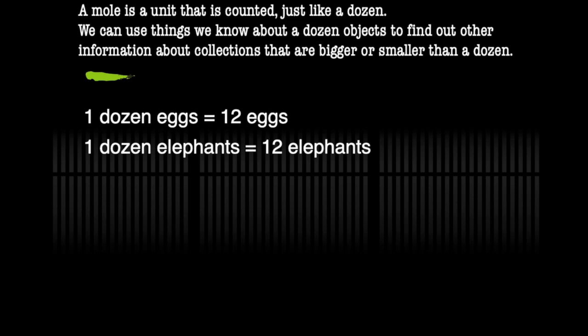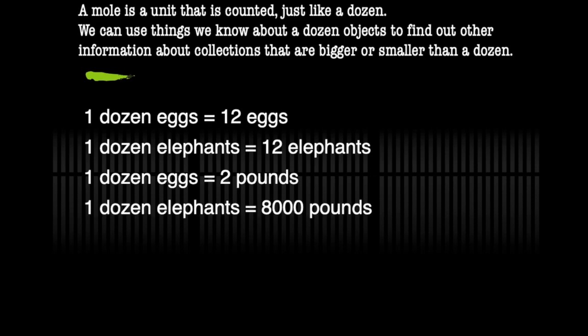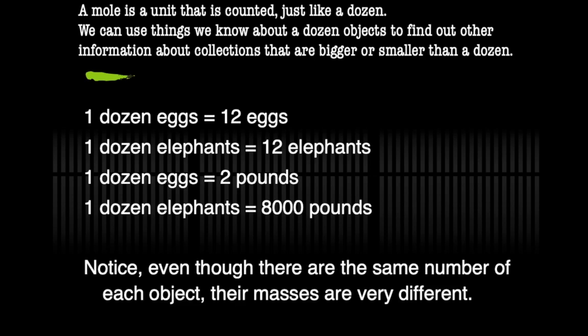They're both equal 1 dozen, but their masses are completely different. So a dozen eggs is equal to 2 pounds, but a dozen elephants is equal to about 8,000 pounds. That would be small elephants, but still, the masses are going to be different. So a mole of carbon and a mole of hydrogen, they're still considered moles. They're still considered like the word a dozen, but they have different masses associated with them. So notice, even though there are the same number of each object, 12, their masses are very different.